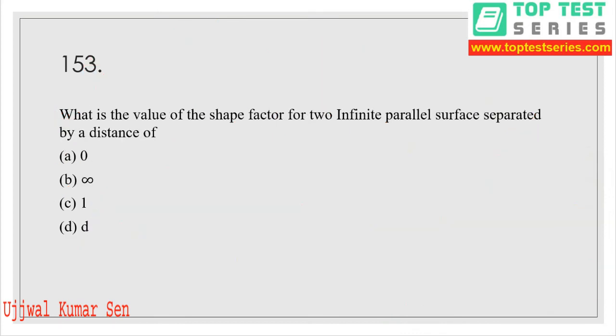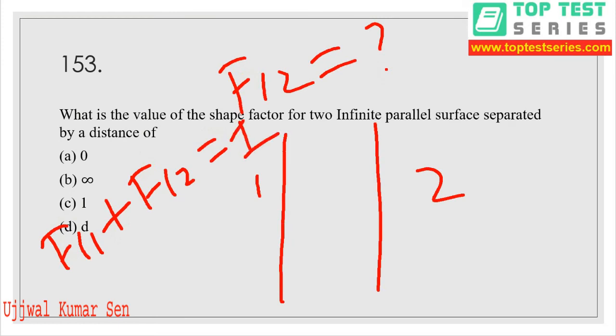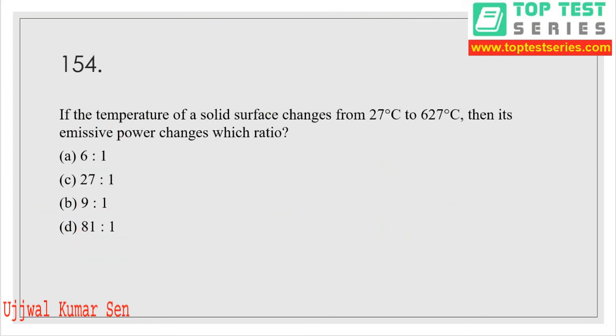Question number 153, which is really important. What is the value of the shape factor for two infinite parallel surfaces separated by a distance of? Right. So let me share with you. Two parallel surfaces we have given. So in this case, what will happen? 1 and 2. So it is asking what F12 is equal to. We can say that F11 plus F12 is equal to 1 from the summation rule. So F11 is equal to 0. Therefore, F12 is equal to 1. So option C is the correct answer for that question.